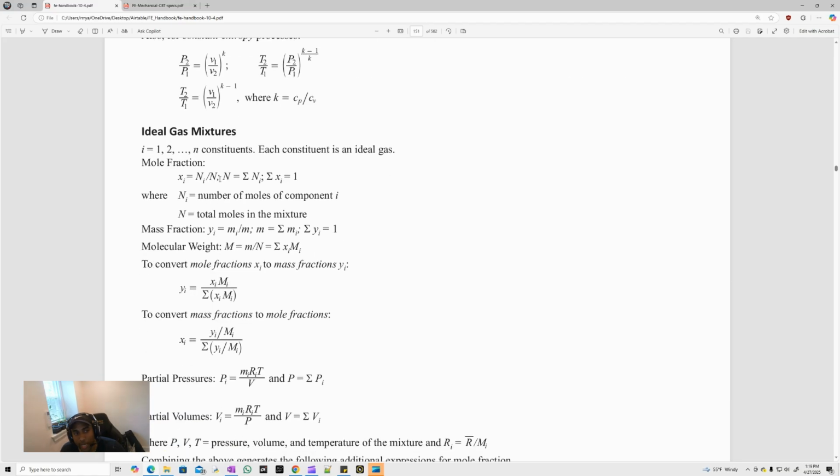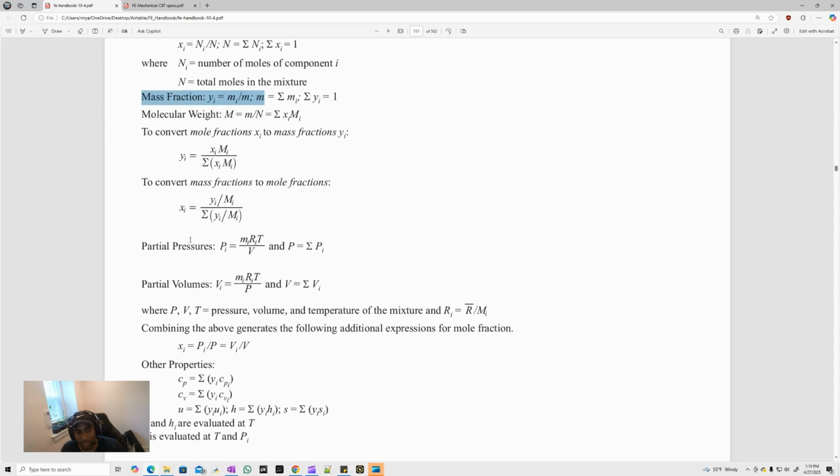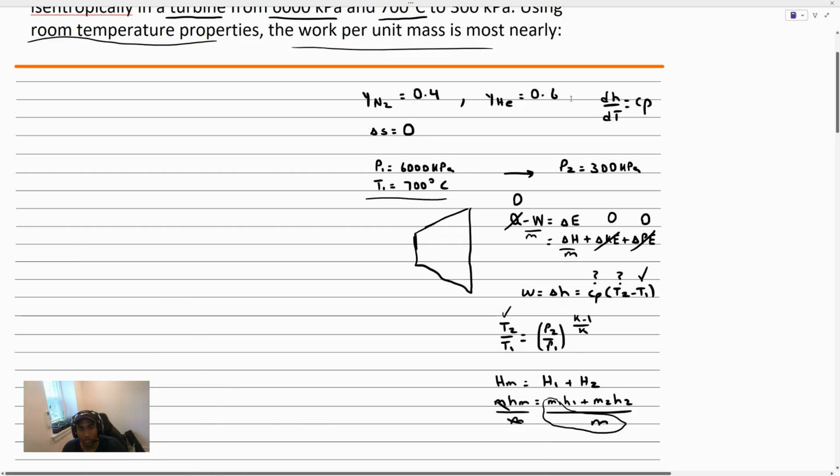Additionally, looking at more information for ideal gas mixtures, what we see is that using the mass fraction, which is defined here, that Y value, we can find some other intensive properties. We can find Cp of the mixture. We can find Cv of the mixture. What is our plan in general?